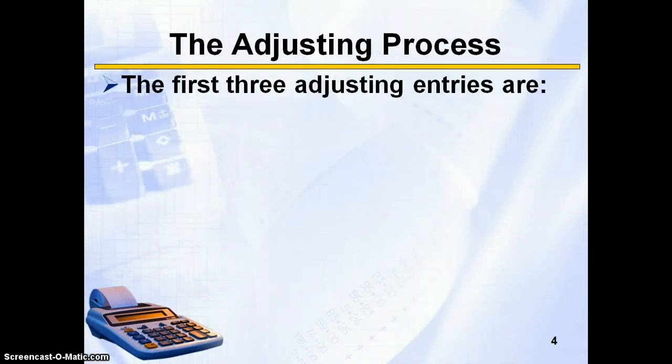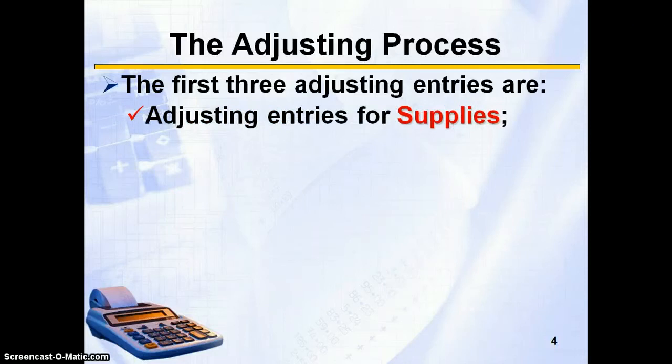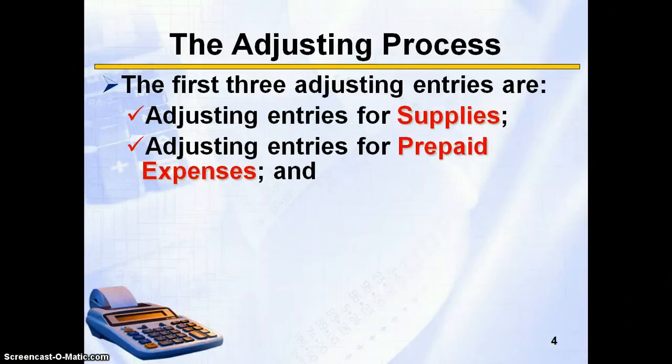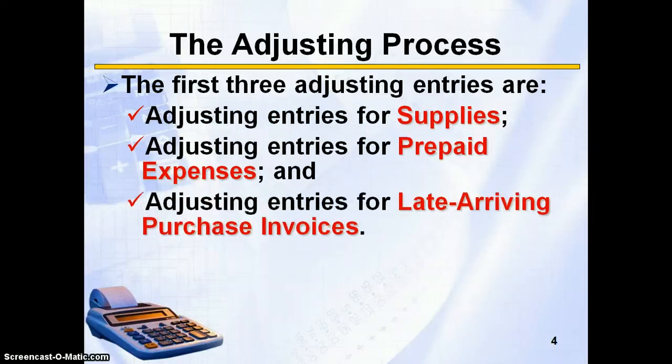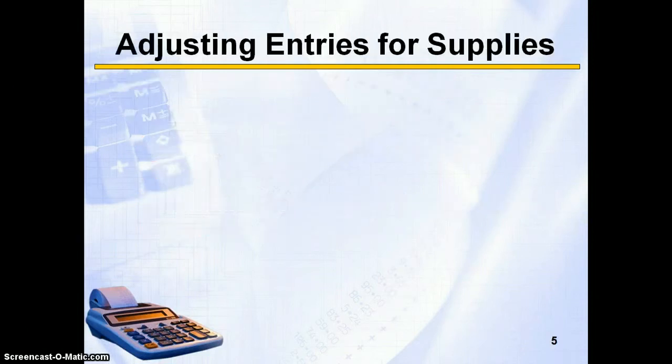There are three accounts that have adjusting entries. The first one is supplies, prepaid expenses is the second one, and the third one is late arriving purchase invoices. These three accounts must be adjusted. What this means is during the fiscal period, these accounts are not regularly updated, and towards the end of the fiscal period, they must be updated in order to show accurate financial information. So we're going to take a look at supplies first.